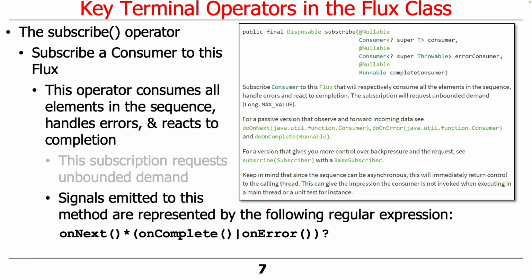Signals that are emitted to the subscribe method are represented by this regular expression that we've seen before, where we're going to get either 0 to up to infinity number of on-next events, which will come, of course, through the consumer first parameter, followed by optionally either 1 on complete method through the runnable or 1 on error event hook method called back through the error consumer. So now you can finally see how the semantics that we talked about earlier for reactive streams and publisher-subscriber interaction is expressed through the subscribe method, which is the terminal operator.